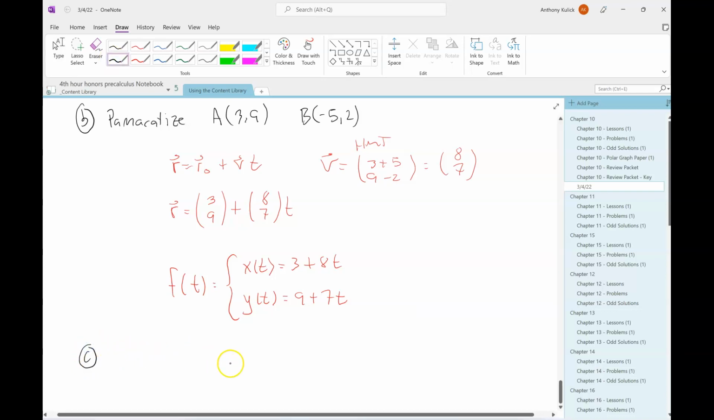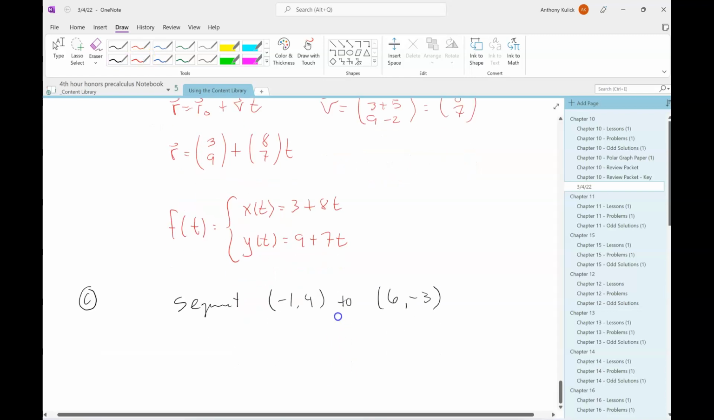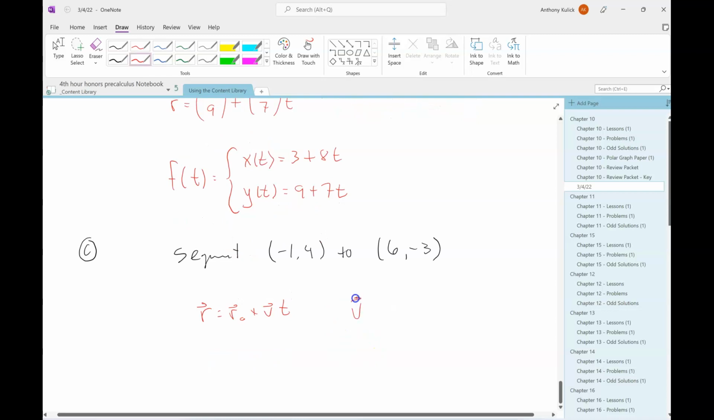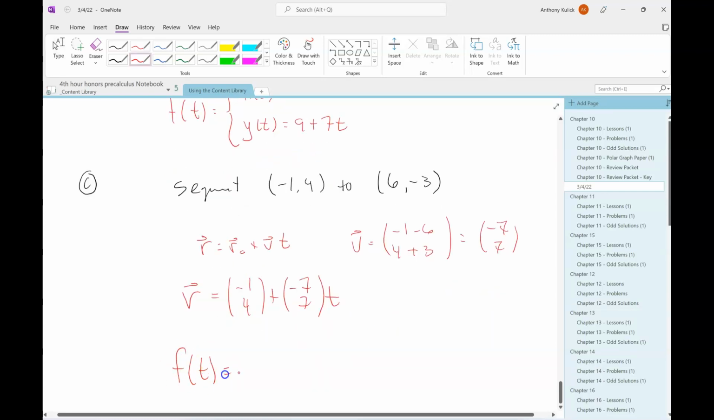Okay. What if we have the segment from (-1, 4) to (6, -3)? Well, we'd want to do this the same way. We're going to do our vector line equation. So I'll use my head minus tail rule. So I have (-1, 4) plus (-7, 7)t. So I can use that to form my parametric equation really easily.